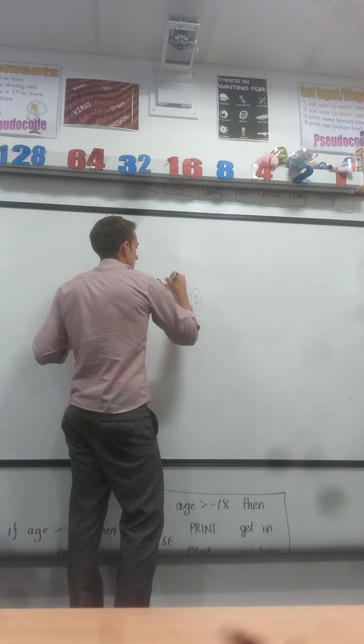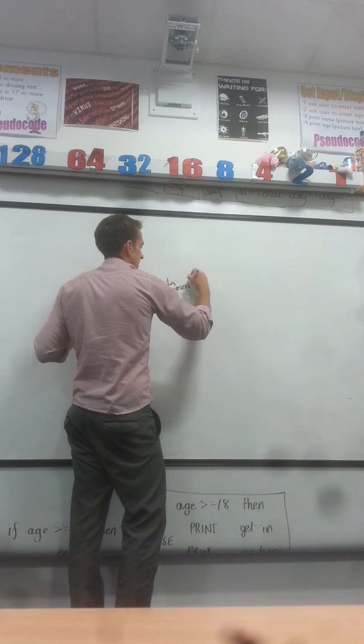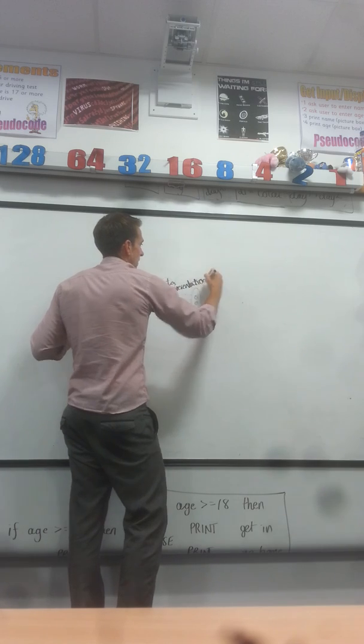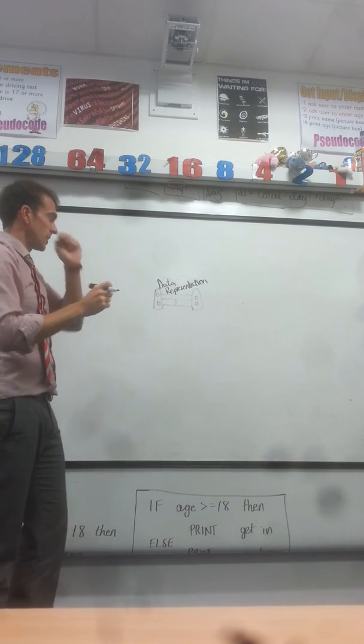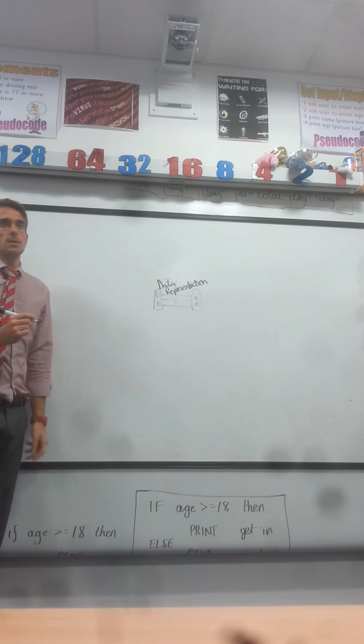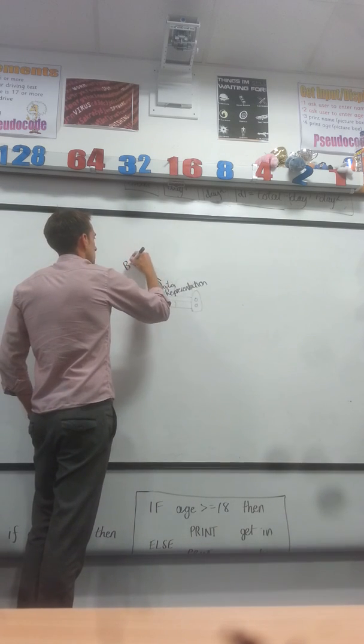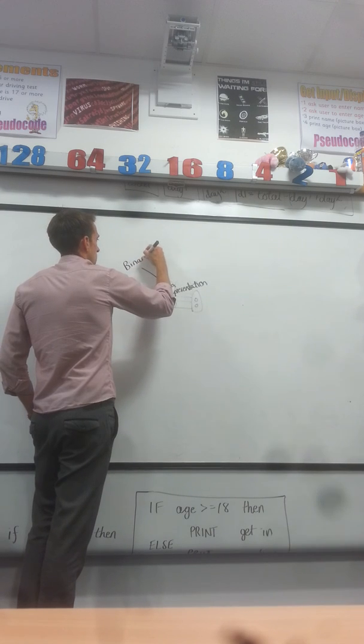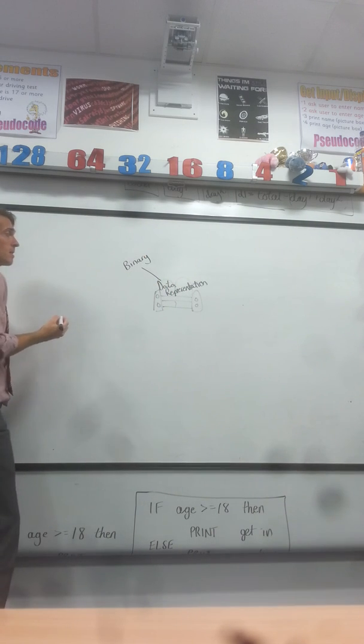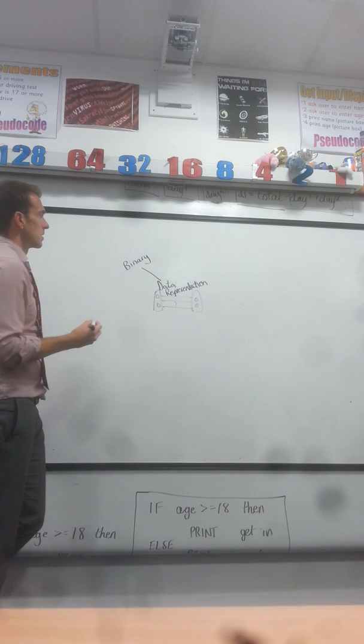Right. So, data representation, first unit that we've covered. Quite a few to go. Right, take me through it. What did we start off by learning about? Binary. Binary, awesome. So we talked about binary. What did we talk about with binary? It's all ones and zeros.